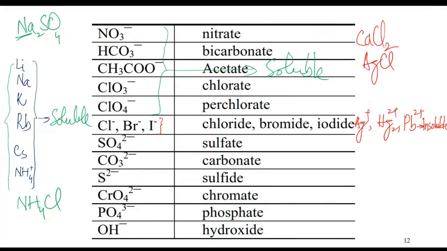Very good. So Ag, these ions, now listen again. If these ions are present with any element, then the compound will be soluble. But if these ions are present with these 3, Ag, Hg, and Pb, it is insoluble.